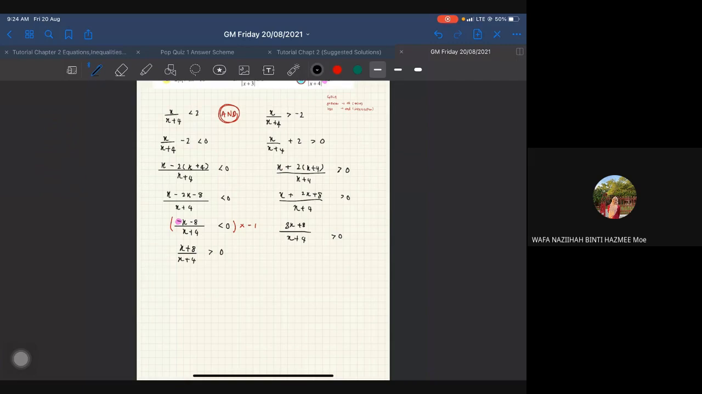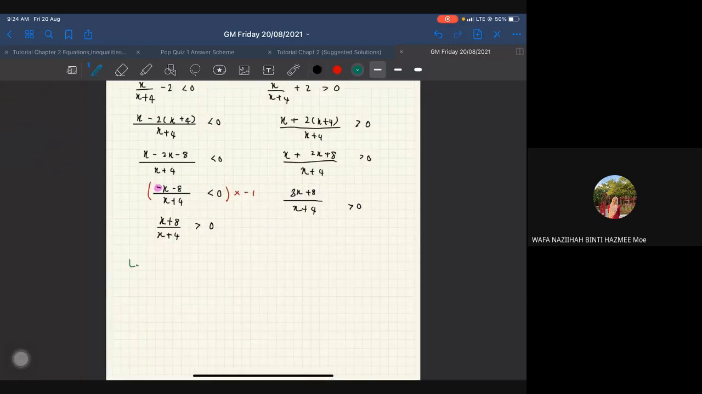Okay, so we let x plus 8 to 0. So x equal to negative 8 and then x plus 4 equal to 0. So you have x equal to negative 4. Okay, and then for the right side pula, awak ada 3x plus 8 equal to 0. So you will have x equal to negative 8 over 3. Okay, and then for the second one, kita ada x plus 4 equal to 0. So x is equal to negative 4. Okay, so jangan lupa tulis let kat sini.